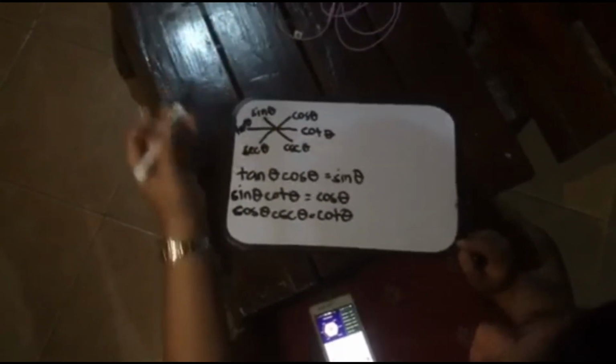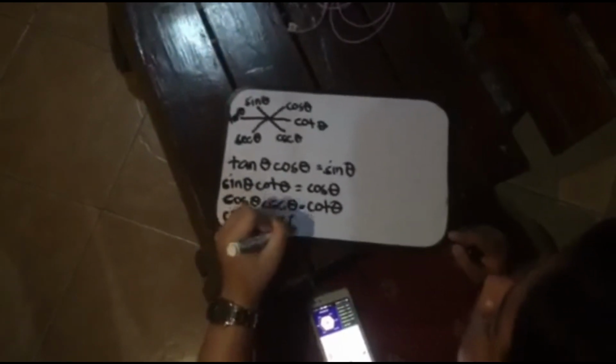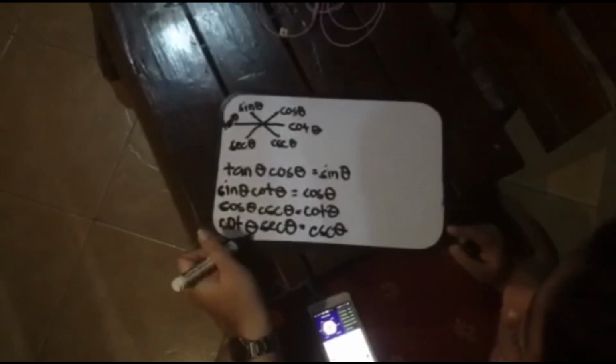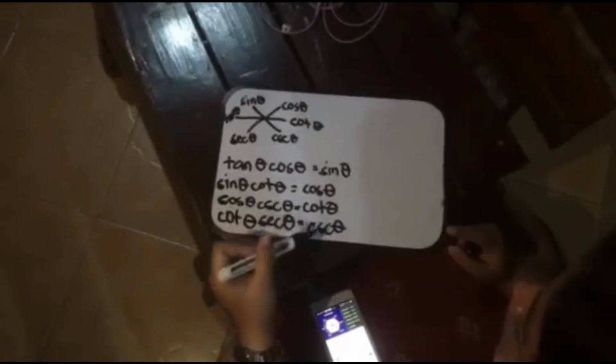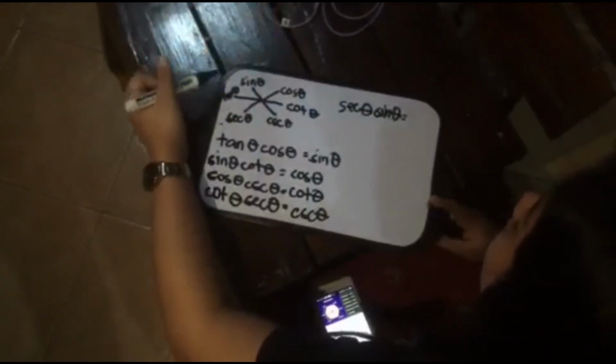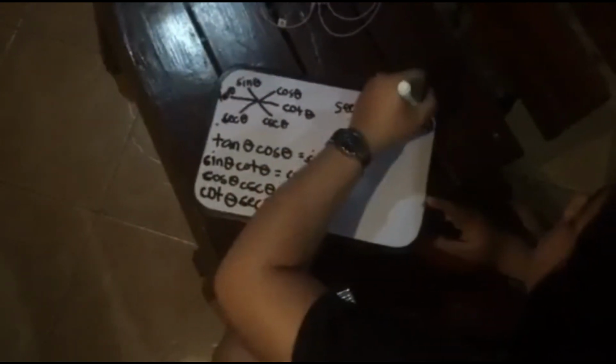And then, next naman natin ay cotangent theta times secant theta. So, write ulit natin, cotangent theta multiplied by secant theta. So, ang magiging sagot ay yung nasa gitna ulit, which is cosecant theta. So, cotangent theta times secant theta is equals to cosecant theta. So, next naman ay itong secant. So, secant theta times sine theta, ang magiging sagot ay yung nasa gitna ulit ng part ng wheel, which is tangent theta.